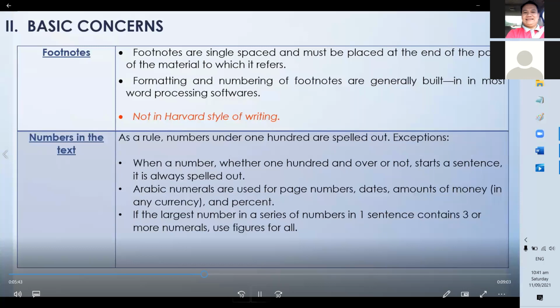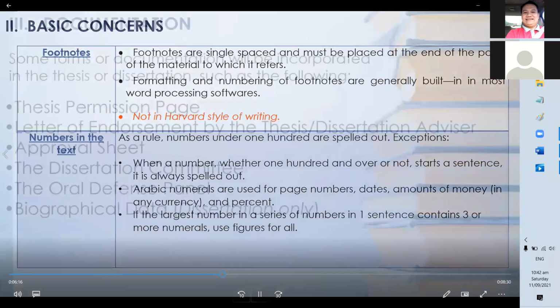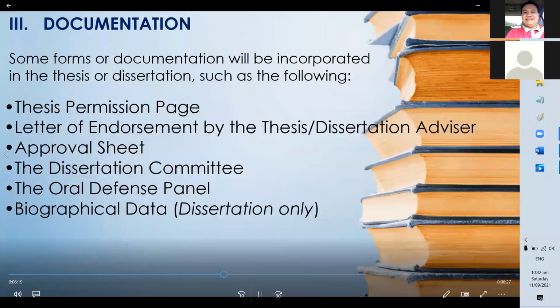Lastly are the numbers in the text. As a rule, numbers under 100 are spelled out, except when a number, whether 100 and over or not, starts a sentence, it is always spelled out. Arabic numerals are used for page numbers, dates, amounts of money, and percent. But if the largest number in a series of numbers in one sentence contains 3 or more numerals, use figures for all instead.